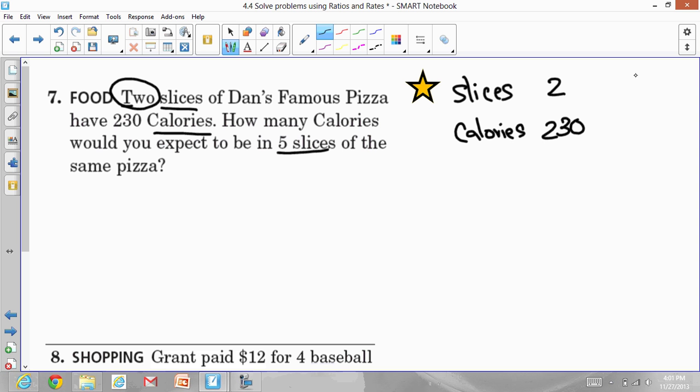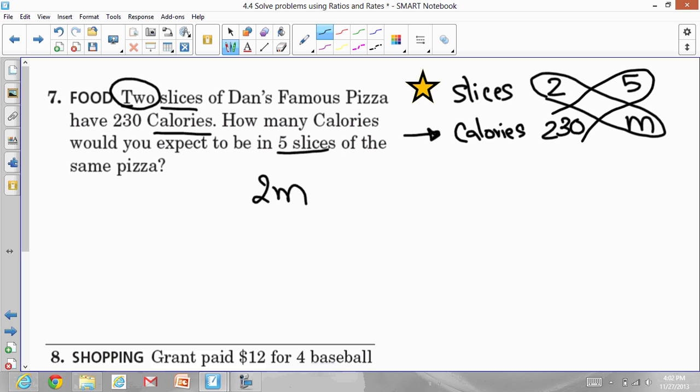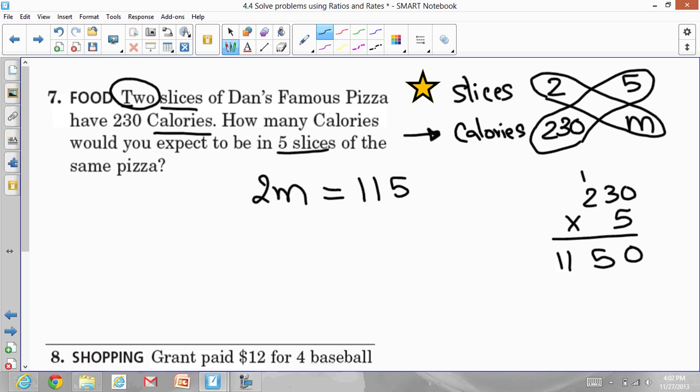5 slices, so I'm going to write the 5 in the slices section. My last one is my M. Since this is my M, that is what I need to find. Which is what they are asking. How many calories? Which is what I need to find. Same method. 2 multiplies M to give you 2M. And 230 multiplies 5. So 230 times 5, 15, 11. So this is going to be 1150.